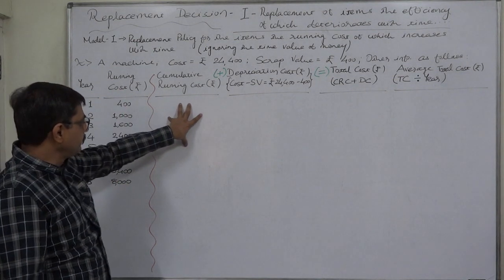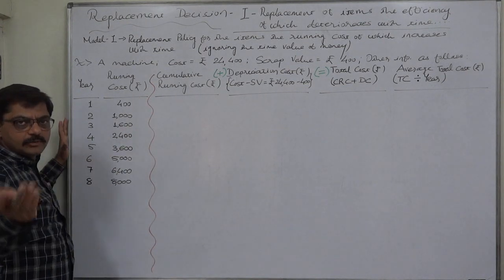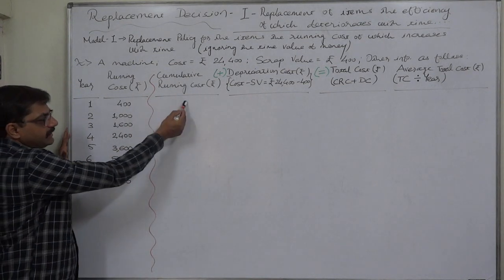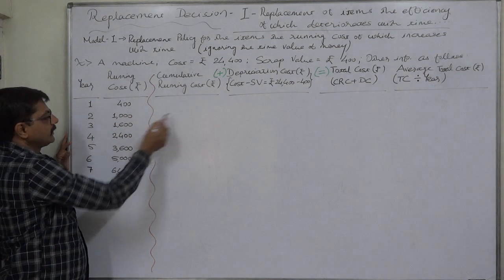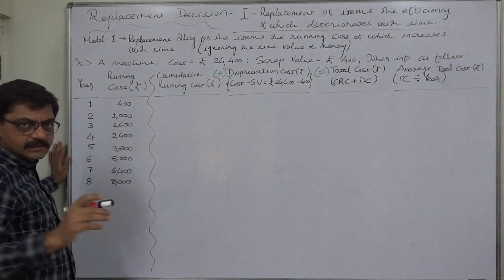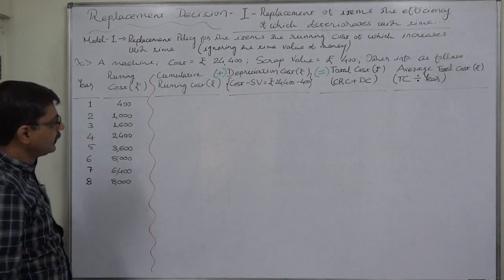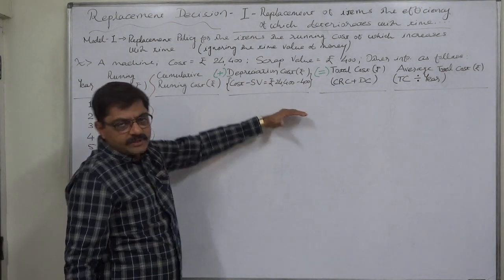The third column is cumulative running cost. Cumulative running cost is something like cumulative frequency. 400 in the first year, but in the second year it will be 400 plus 1000, 1400. In the third year, 1400 plus 1600, 3000 and so on. Now to the cumulative running cost, we will add the depreciation cost.